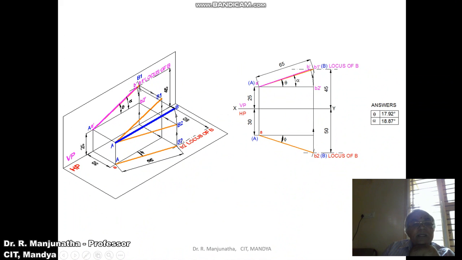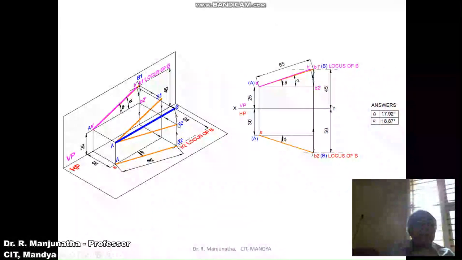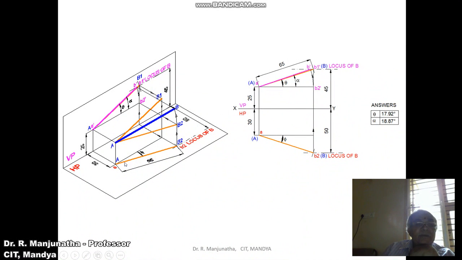So when you look from the front view, you can see the end A is above HP by 25 mm and end B2 is also above HP by 25 mm. That means it is parallel to HP. Since it is parallel to HP, you are getting the true length here.